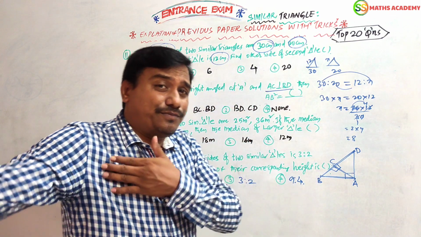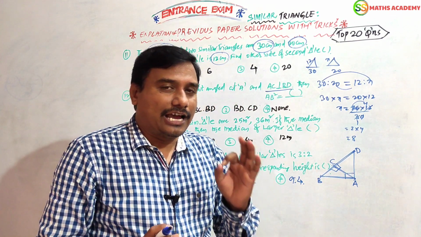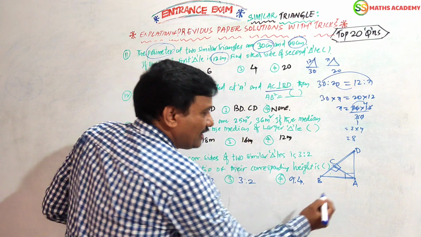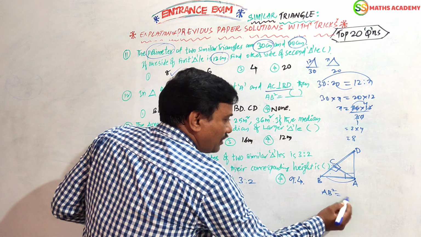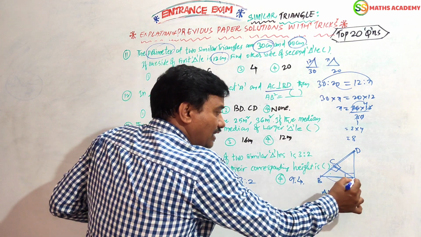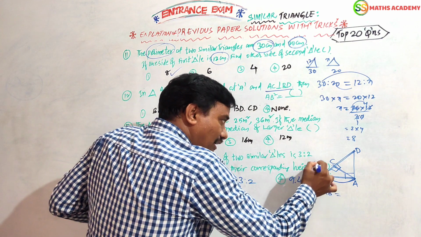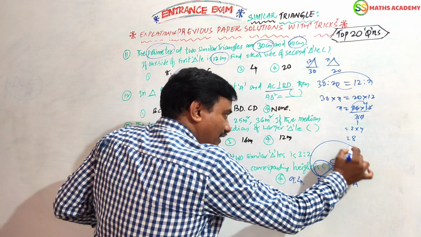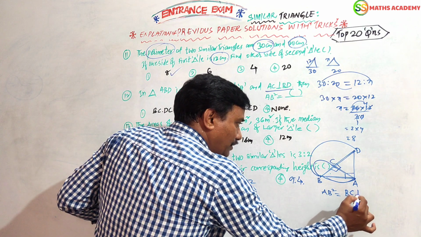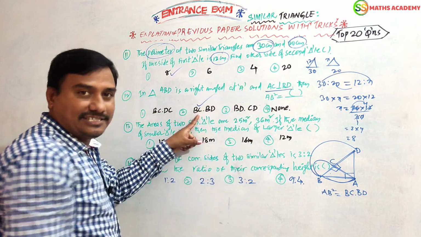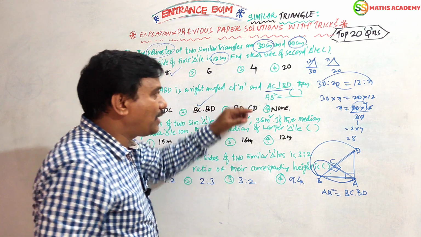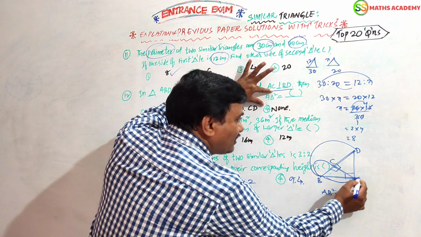It has a lot of proof, but no need. I will tell you the shortcut. He is asking AB square. Simple: AB square is nothing but, here to end, here to start, BC into BD. That's it. BC into BD is the answer. Yes friends, complete answer. Suppose in place of AB square, they are asking AD square.